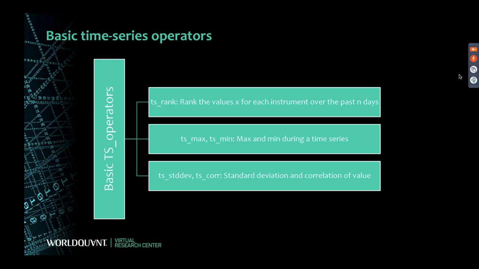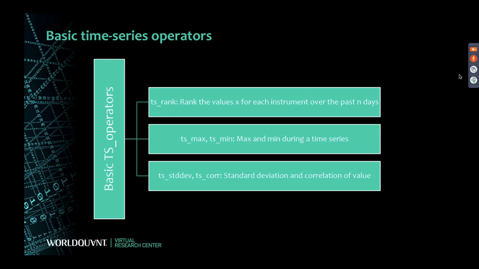The second group is TS min and TS max. This captures the minimum and the maximum value in the past n days. So this can be interesting to understand, for example, last year's high of the price, TS max of close of 250 days, and then you can use this to relate today's value to the maximum or the high of the last year, or the low of the last year if you use TS min.